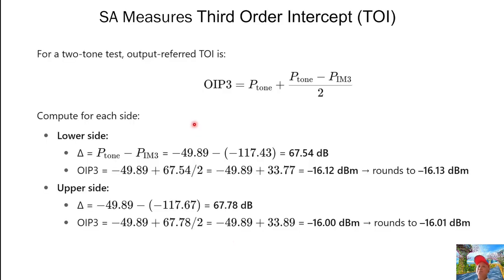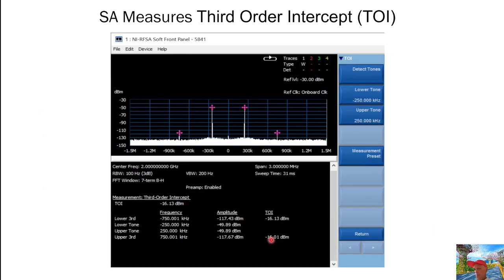Next one here. So for two-tone set, output default TOI is calculated this way. All these details calculate here. So minus 16.13 dBm, minus 16.01 dBm, match here.